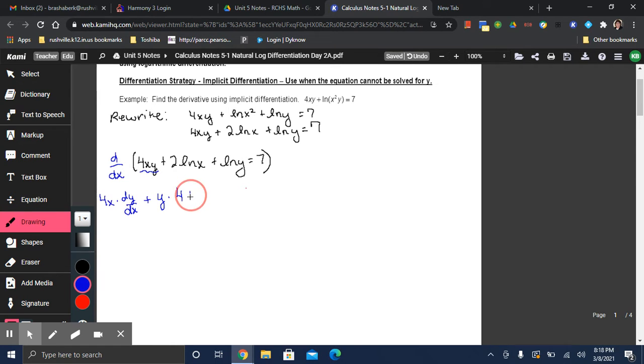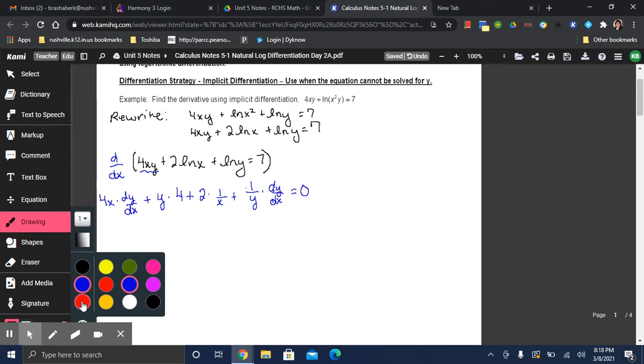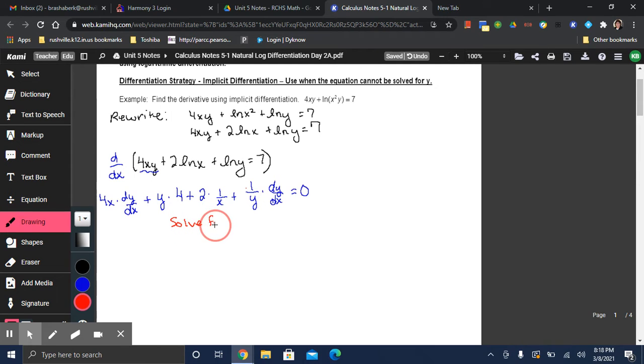Then the derivative of 2 times the natural log of x, that would be 2 times 1 over x. And then the natural log of y, we would have 1 over y. Because it's a y, we'll have to have dy dx. And then the derivative of the 7, which is 0. So then hopefully you can recollect that your next step is to solve for dy dx. So now that you've taken the derivative, then we want to get the dy dx by itself.